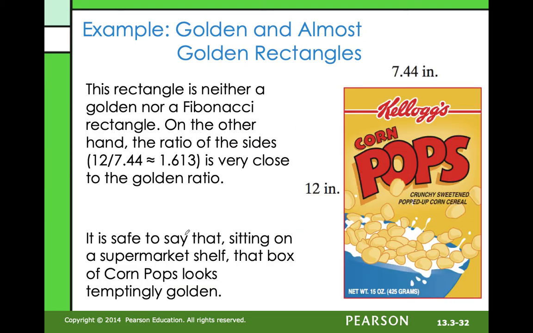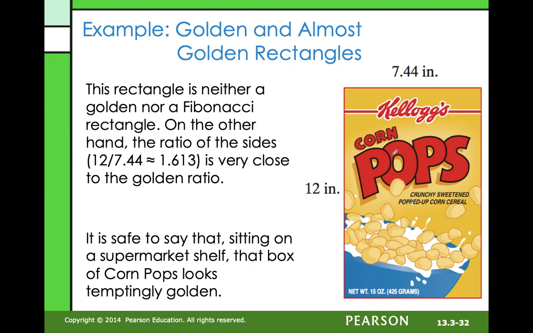To show you where these show up in the real world, you might be wondering, well, that's all cool and great, but why do we care? It turns out that you probably see golden rectangles more than you think you do. Next time you're down the cereal aisle, take a look at the cereal boxes, and if you really wanted to check them out, what you can do is measure those boxes.